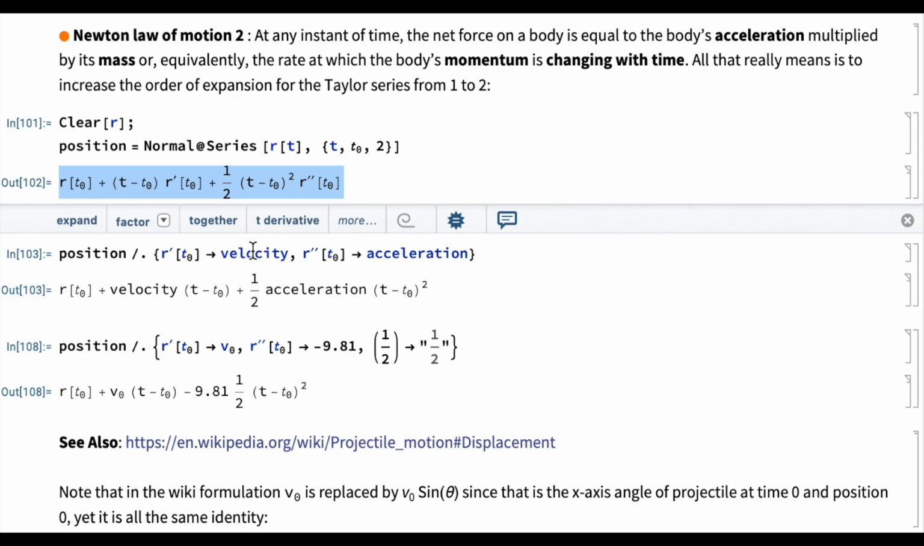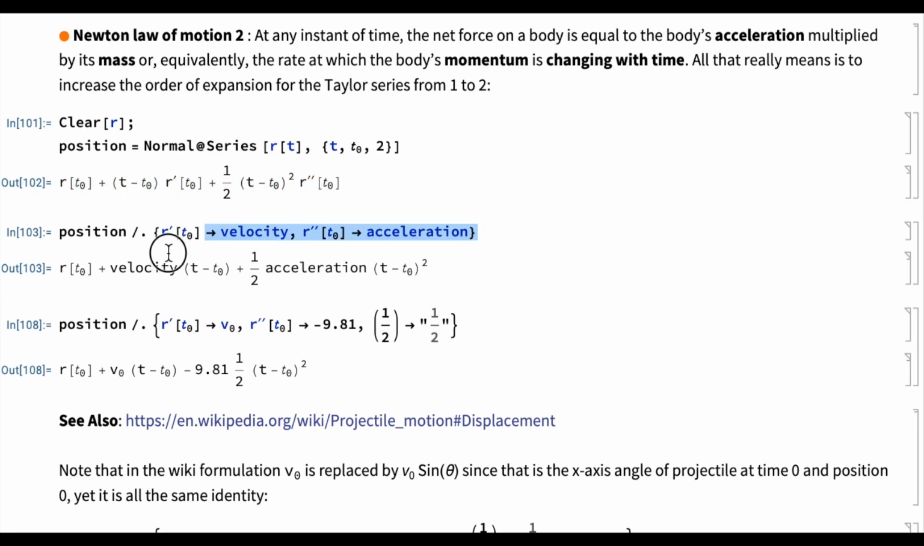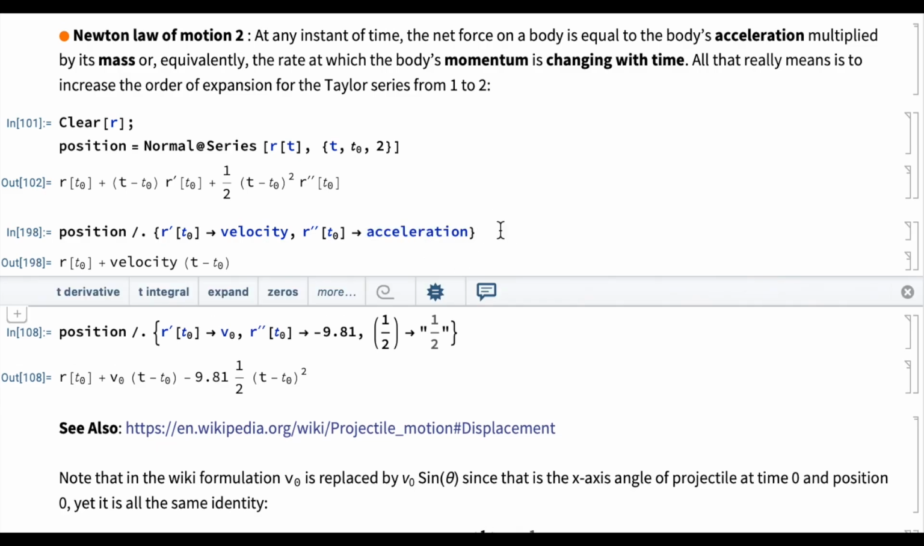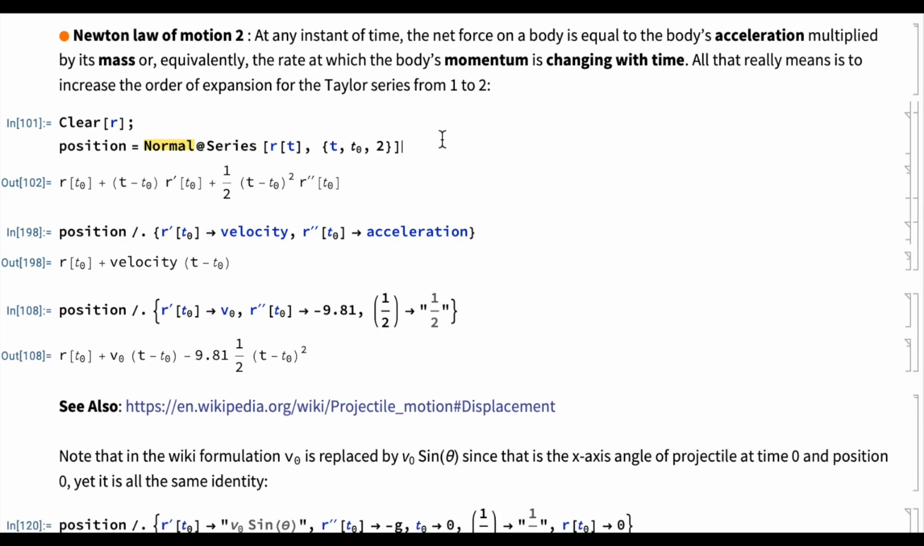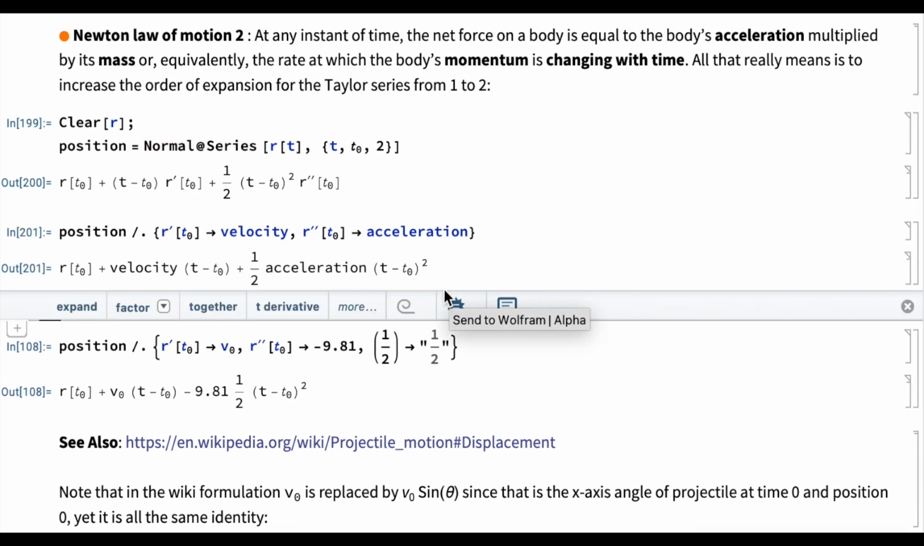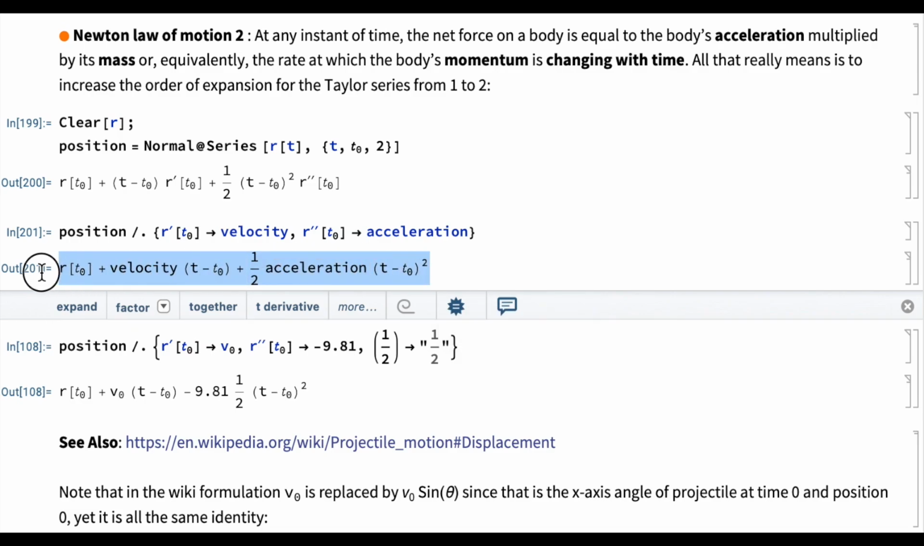In order to make it a little bit more legible, replace the R prime at T0 with velocity at time 0, and R double prime at T0 with acceleration at time 0, and then basically here we are. Sorry, I did not run this before. Let me run it, and there we are. Otherwise I'll be lying.